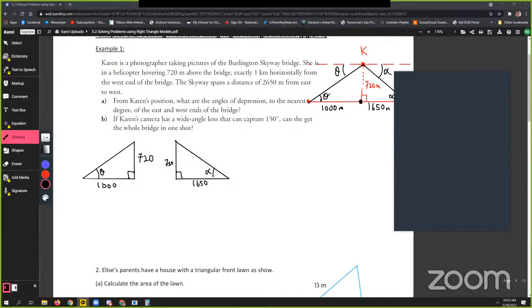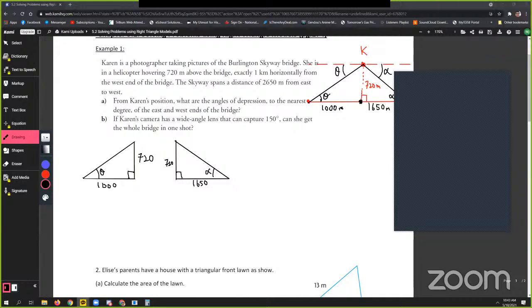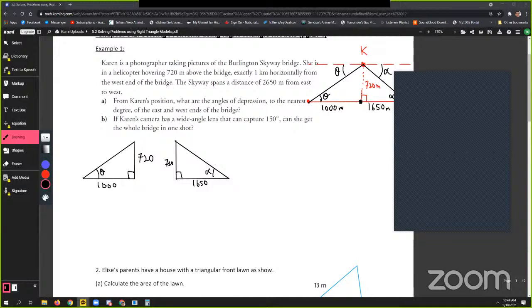Mister, where did you get the 1,650 again? I forgot. So the whole bridge is 2,650 meters, right? Yeah. And then it says the west side of the bridge to the helicopter is only 1,000. It's 1 kilometer. If you subtract, you get 1,650.